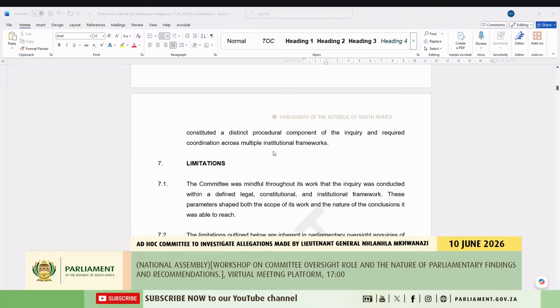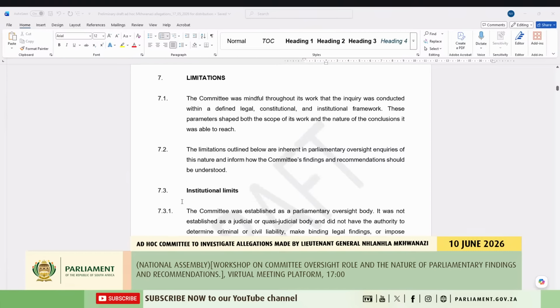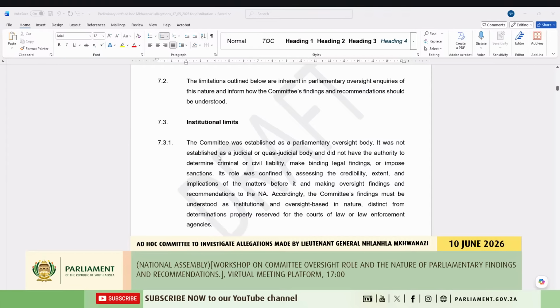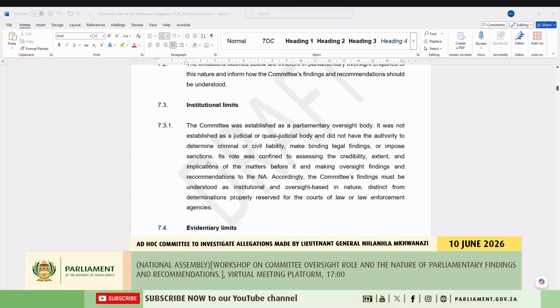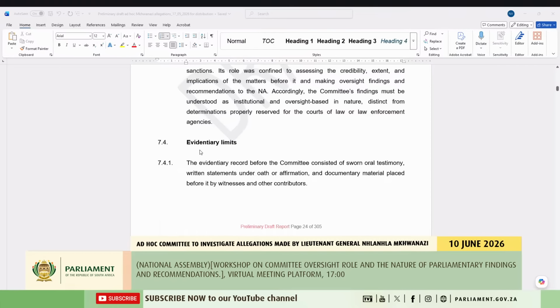Section 7 deals with the limitations of the committee. Section 7.3 relates to the institutional limits, again stating that it is not a judicial or quasi-judicial body. 7.4 deals with the evidentiary limits.